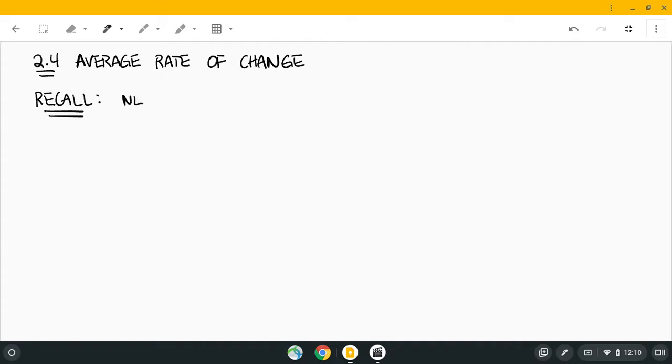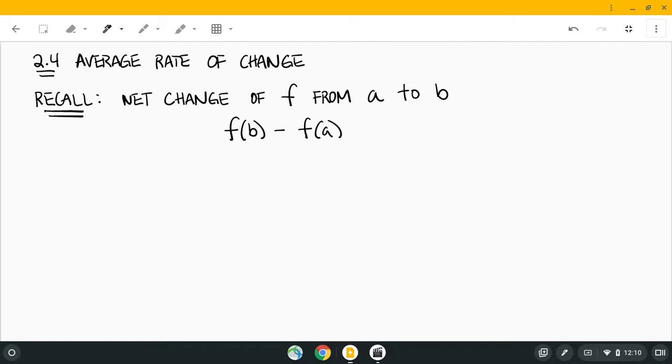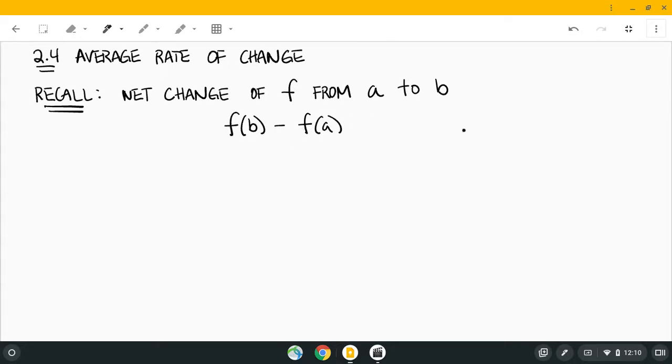Net change of a function f from A to B. The formula for that is f of b minus f of a. And remember here that the order does matter. If it's asking you for the net change from A to B, make sure you do f of b first, since subtraction is not commutative. Okay, so that was the previous section.